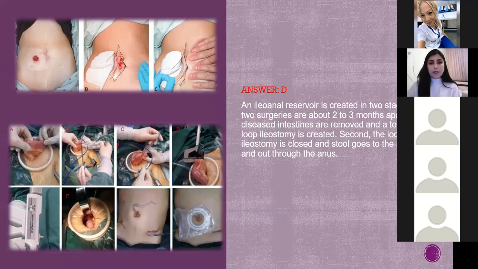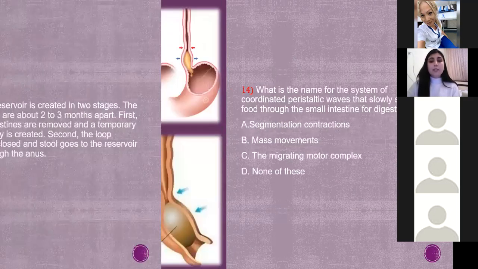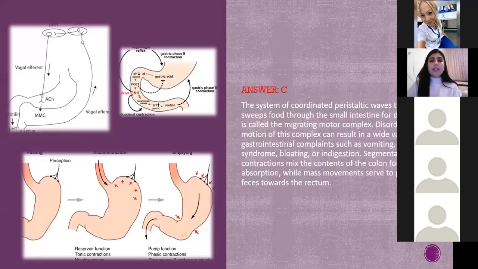The 14th question. What is the name for the system of coordinated peristaltic waves that slowly sweeps food through the small intestine for digestion? Segmentation contractions, mass movements, the migrating motor complex, none of these. The answer is C. The system of coordinated peristaltic waves that slowly sweeps through the small intestine for digesting is called the migrating motor complex.